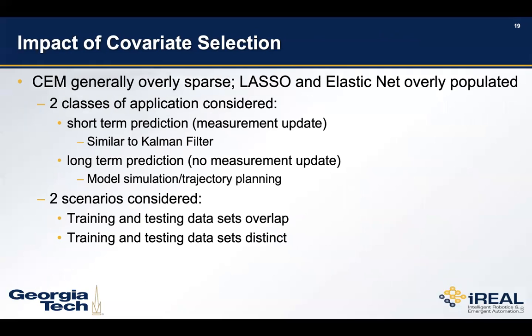The first is short-term prediction, or the case where there is measurement update, similar to how a Kalman filter functions. We also checked long-term prediction, where there's no measurement update, which is similar to a model simulation or trajectory planning type application. We then ran the test for two different scenarios. The first, where the training and testing data sets overlap, or essentially the case where the testing set was seen during training. And then we also tested the case where the training and testing data sets are distinct, or the case where the testing data was not seen during the training phase.